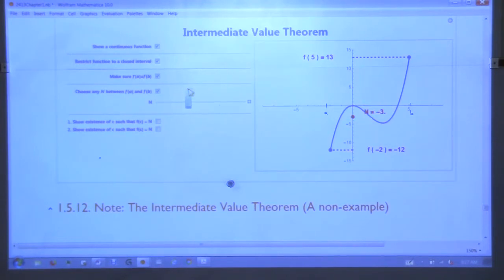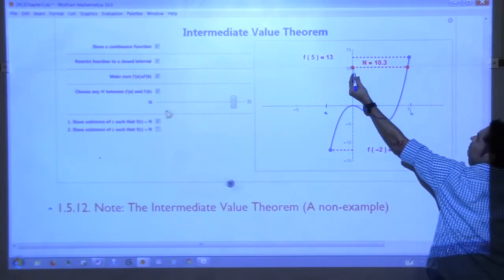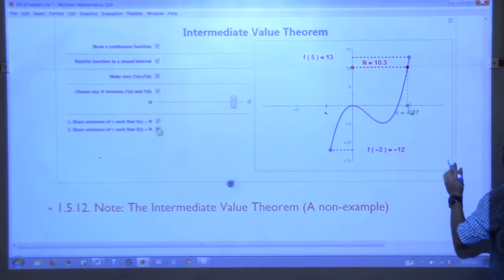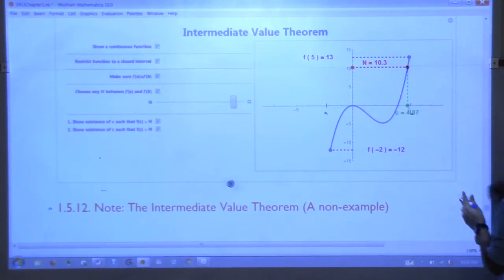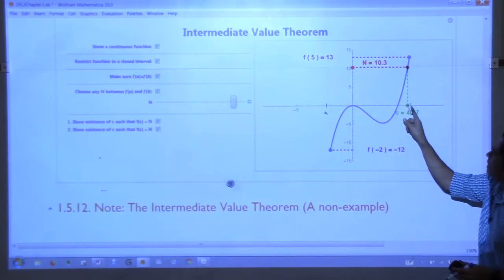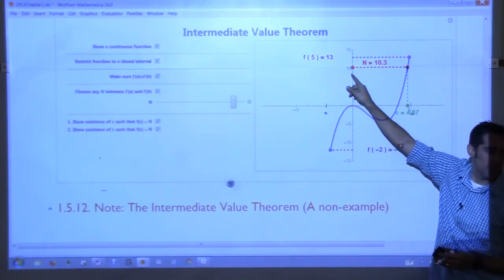So you tell me when I'll stop. Ready? Whenever you want. Yeah. Right there? Okay, there we go. 10.3. All right? This theorem says that guaranteed, there must be some matching point on my graph that comes from some point C, right? So there's some point C between A and B that's going to achieve that value of 10.3.